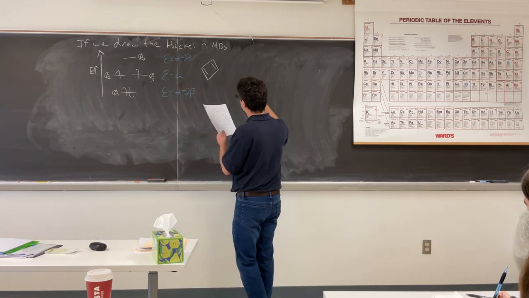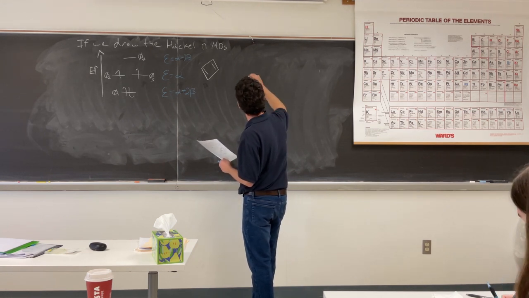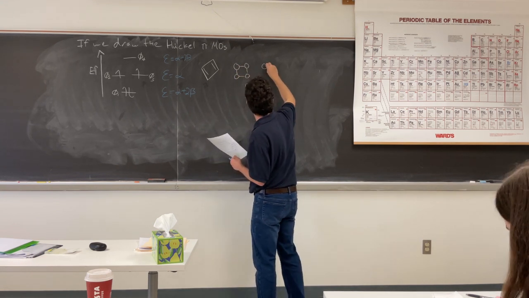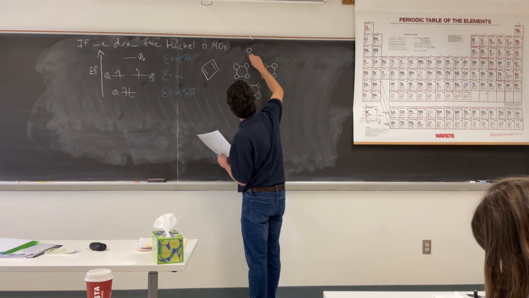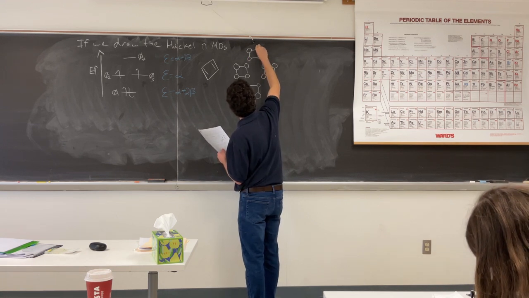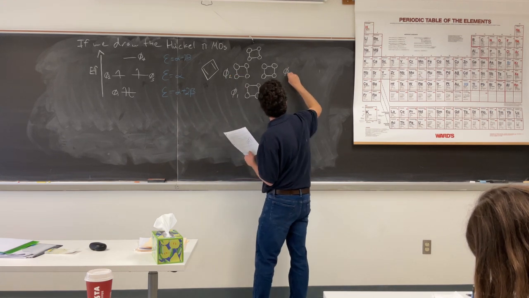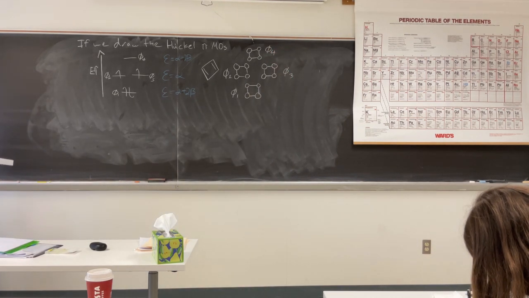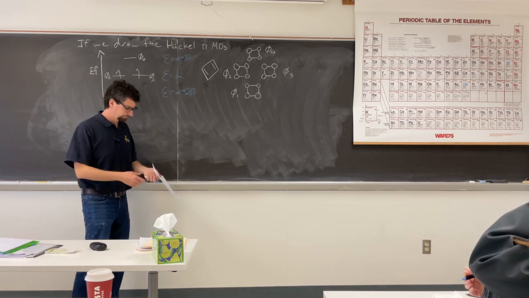Let's draw the MOs. So now these are p orbitals, but we're looking from the top down. So they kind of look like s orbitals, but they're really p's. Perfect. Okay. So remember, these are p orbitals. We're not showing the lower lobe. We're just showing the top lobe. Everybody feel comfortable with that? Okay.